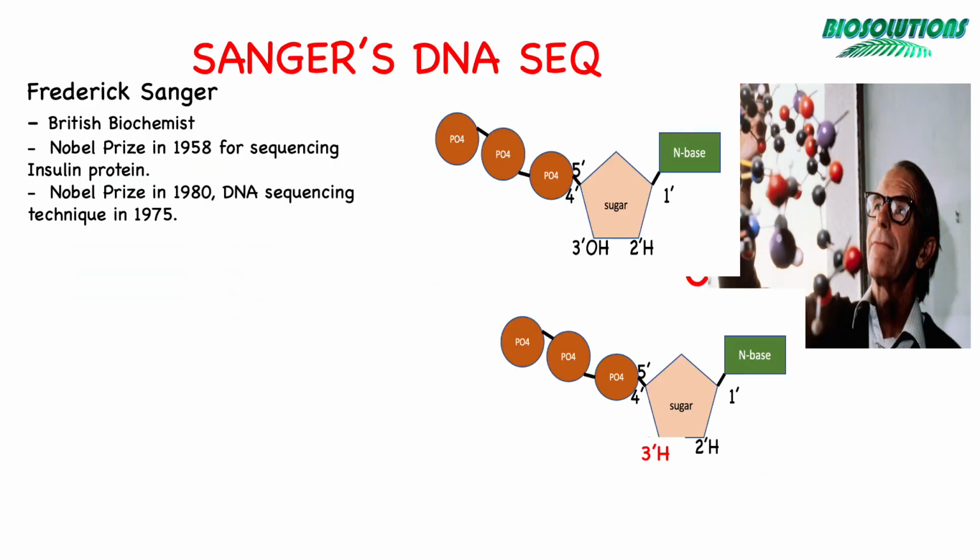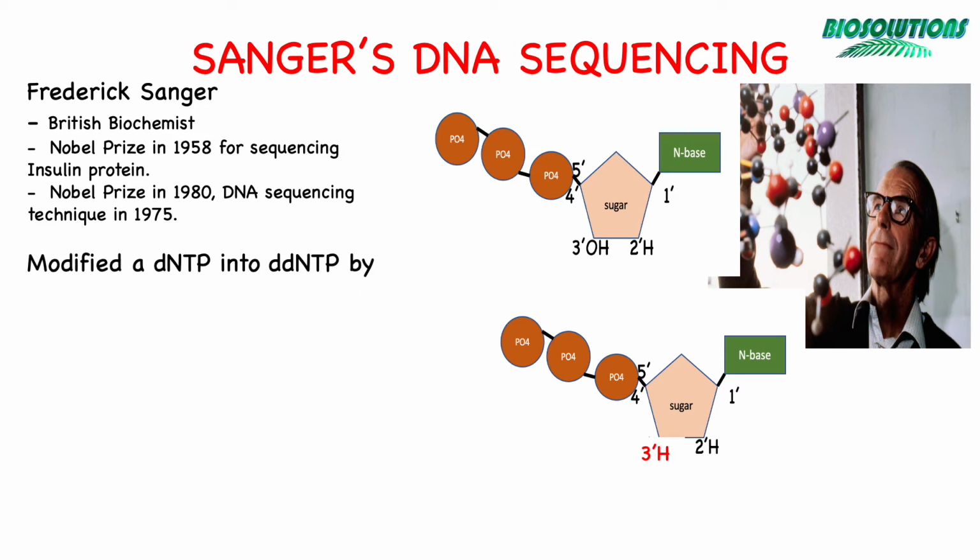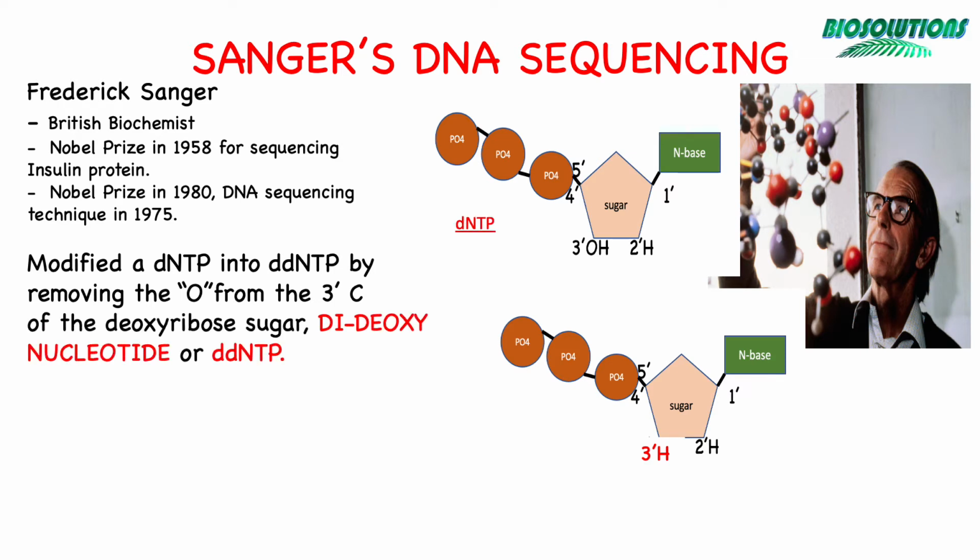Frederick Sanger, a British biochemist, won 2 Nobel Prizes for giving us the protein sequencing and DNA sequencing techniques. His DNA sequencing technique is still a gold standard, though it has been automated now and several next generation sequencing techniques are also available in the market. He created special types of DNA nucleotides known as di-deoxy nucleotides.